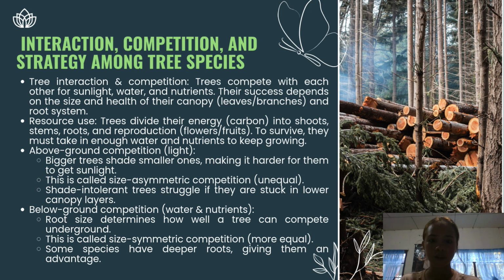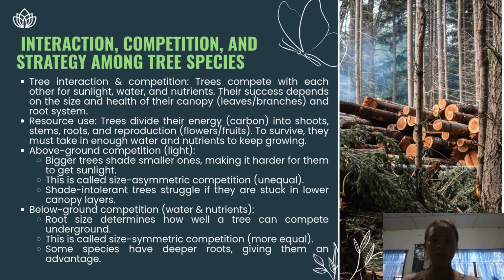Above-ground competition, or the light. Bigger trees shade smaller ones, making it harder for them to get sunlight. This is called size-asymmetric competition, or unequal shade. Intolerant trees struggle if they are stuck in lower canopy layers. So, below-ground competition, or water and nutrients. Root size determines how well a tree can compete underground.